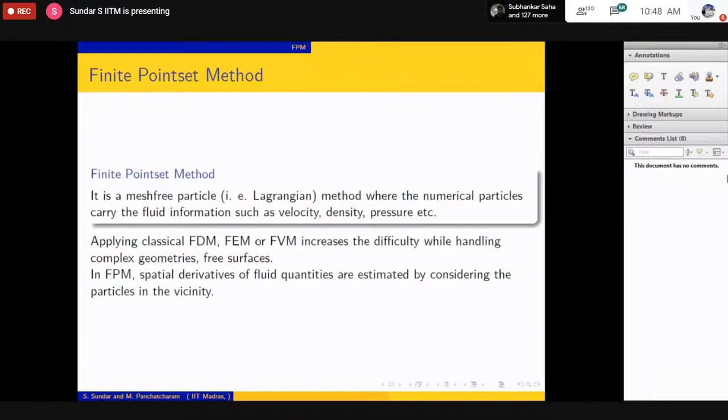grid-free methods. Then you allow it to be mesh-free with the Lagrangian idea, Lagrangian formulation, so that you are able to track the boundaries. So you don't need to do the meshing at every step. So it's a mesh-free particle method, a Lagrangian method, where the numerical particles carry the fluid information such as velocity, density, pressure, etc. All your physical quantities.